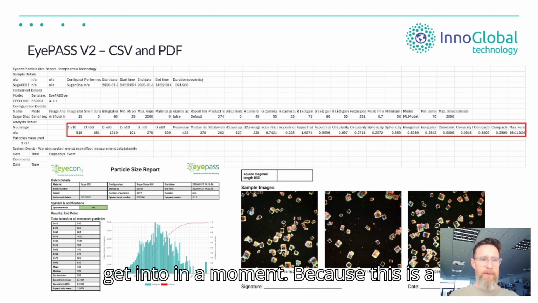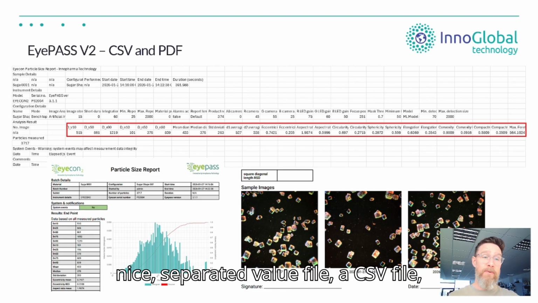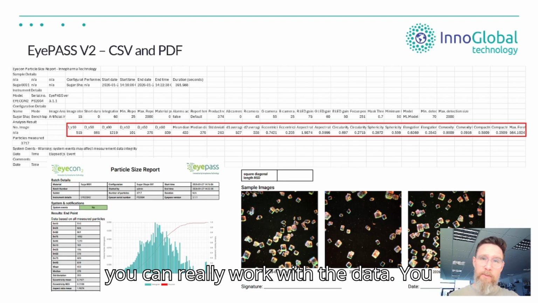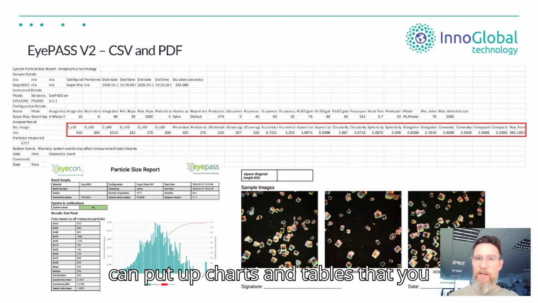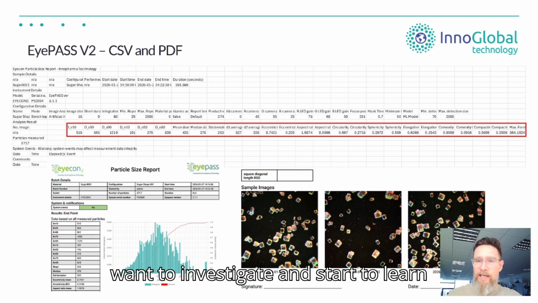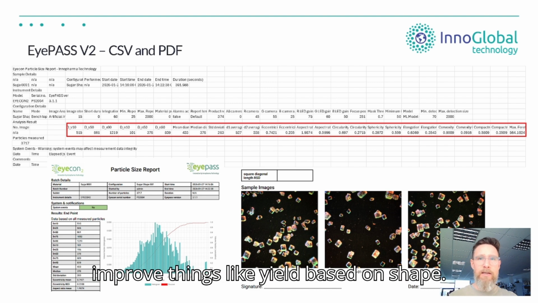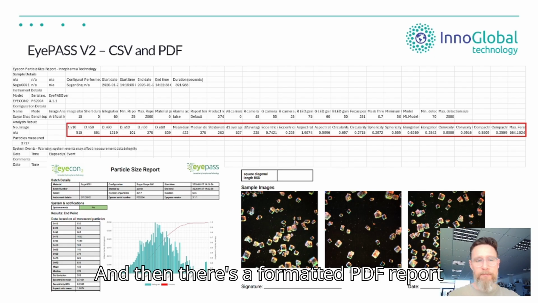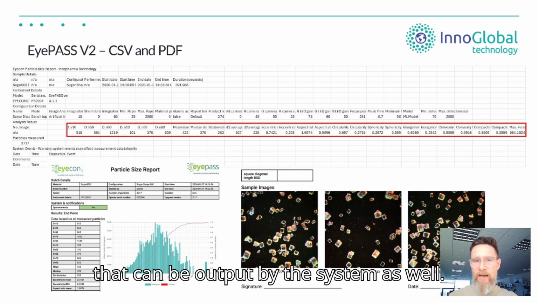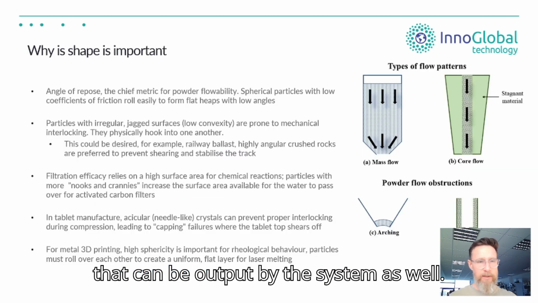But because this is a nice comma separated value file, a CSV file, you can really work with the data. You can put out charts and tables that you want to investigate and start to learn more about your products and processes to improve things like yield based on shape. And then there's a formatted PDF report that can be output by the system as well.